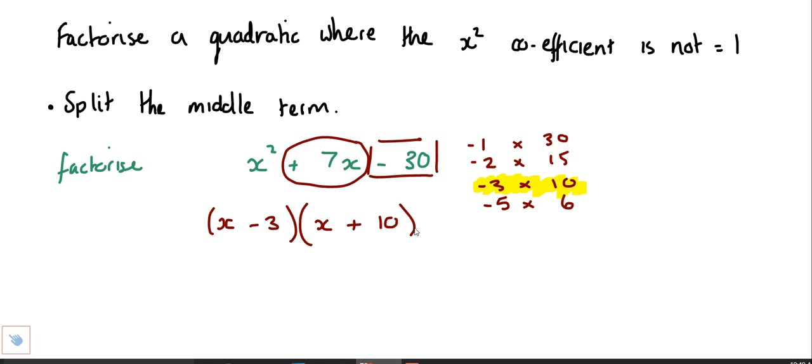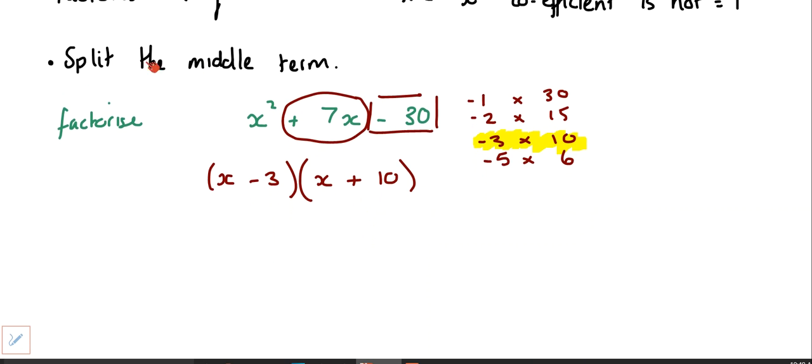Alright, happy with that? Now what I'll do, just because we're looking at splitting the middle term. Is it because the minus 3 and the 10 make 7? Yes, minus 3 add 10 makes the positive 7. Right, if I write it out by splitting the middle term, I've got x squared minus 3x plus 10x minus 30. Now this is what we're going to be using, splitting the middle term.